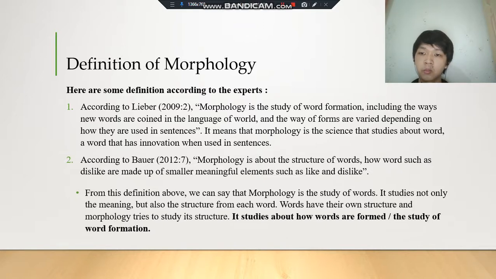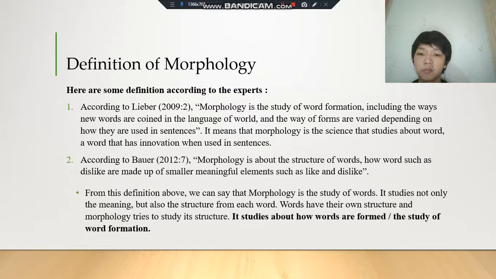Number 2. According to Bauer, 2012, morphology is about the structure of words, how words such as dislike are made up of smaller meaningful elements such as like and dis.